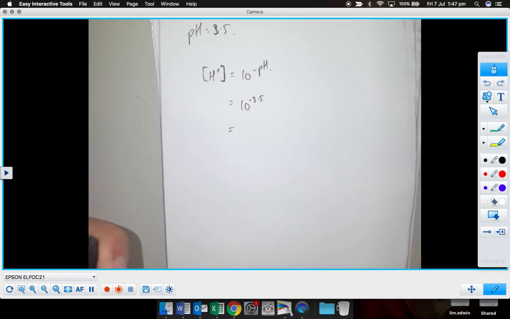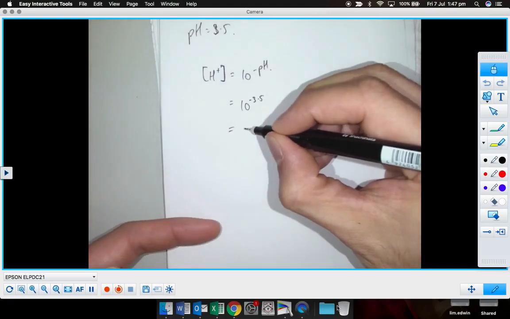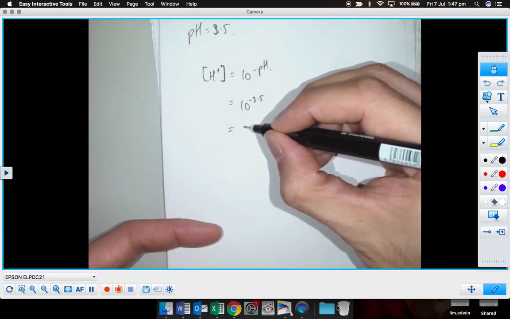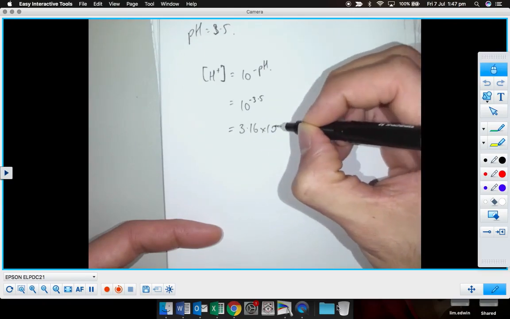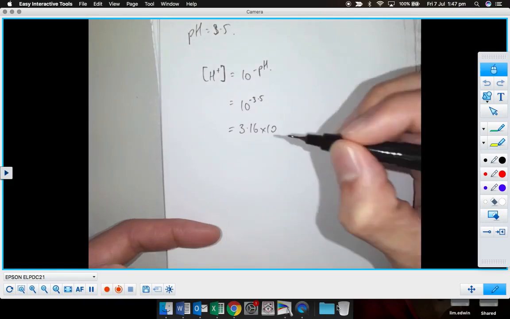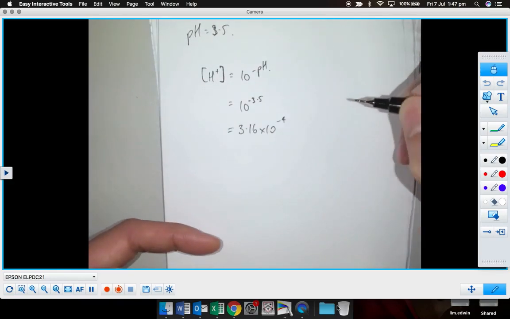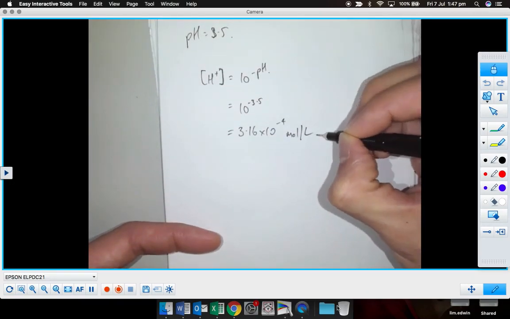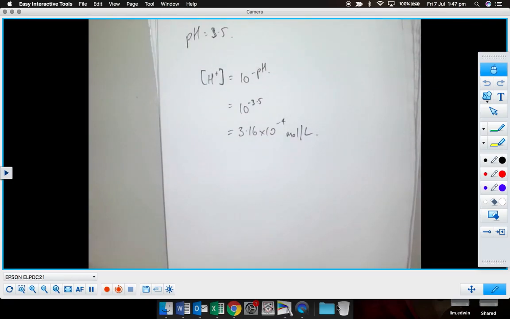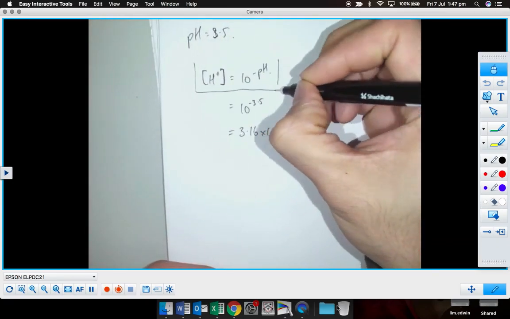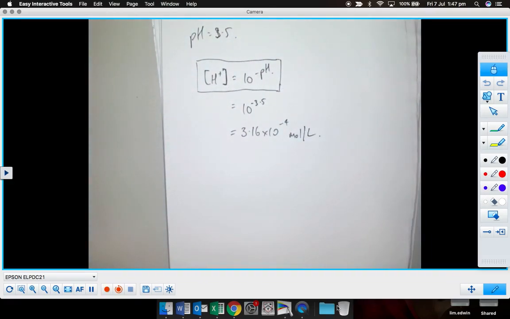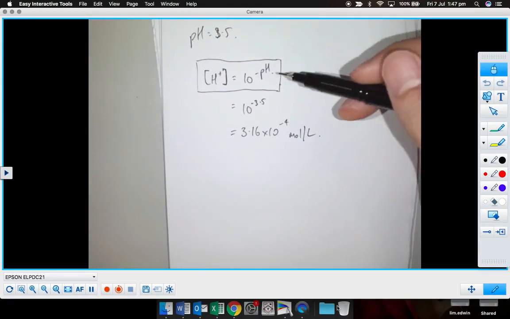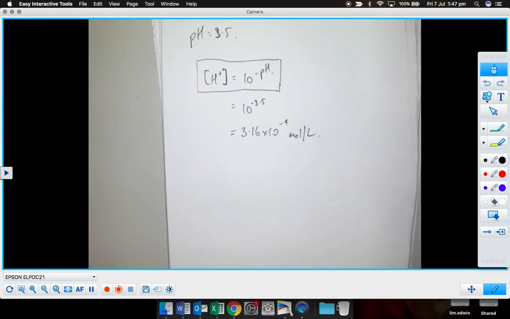Please make sure that you use your negative button on your calculator, not your minus button, otherwise you will make the calculator very confused. And it's 3.16 times 10 to the negative 4. What unit is this? Moles per liter. So please remember this equation. You do really need to know how to apply this equation in the exams and other things. So concentration of H+ is equal to 10 to the power of negative pH. All right, let's go to the next question.